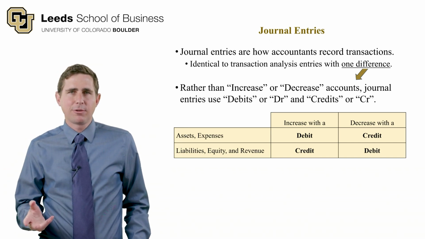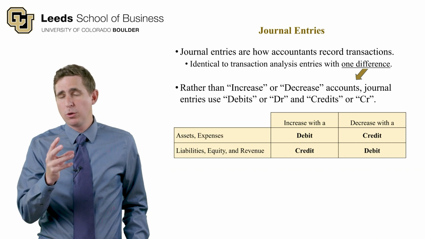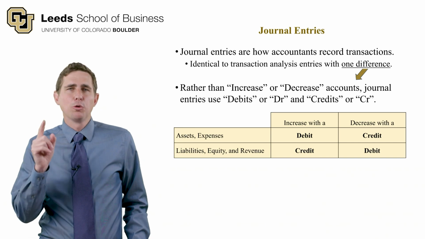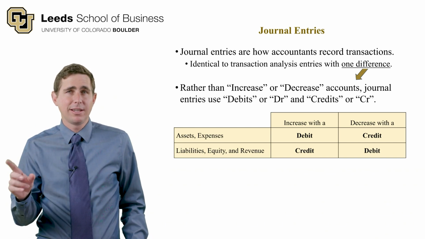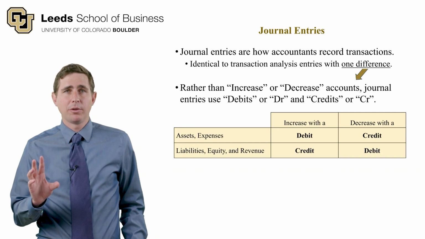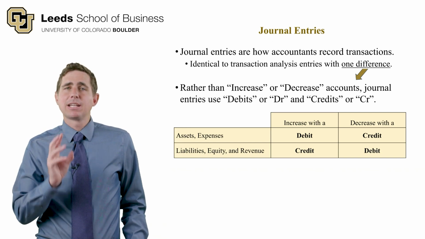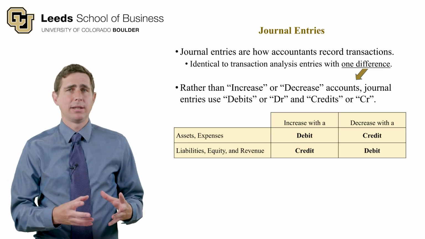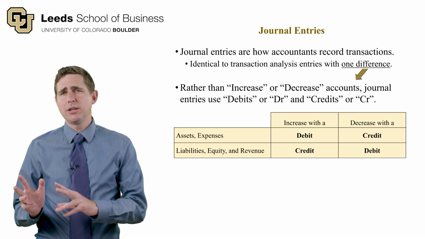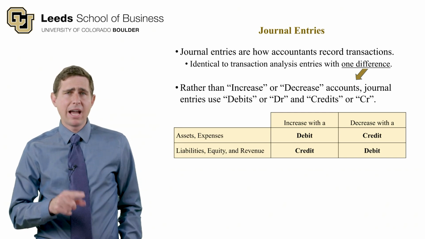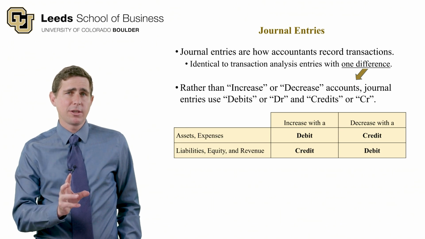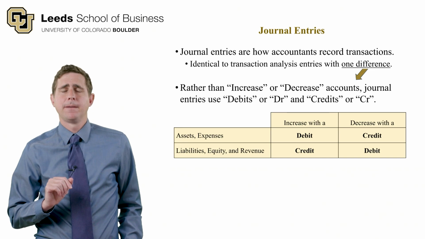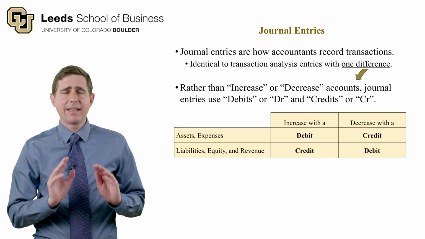So rather than increase and decrease, journal entries use debits, which sometimes we shorten to DR, and credits, which sometimes we shorten to CR. And the rule is simple. To convert increase-decrease into debit-credit, all you need is this yellow table here. For asset accounts and expense accounts, if we want to increase those accounts, we will increase them with a debit. If we want to decrease those accounts, we'll decrease them with a credit. For liabilities, equity, and revenue, if we want to increase those accounts, we'll use a credit. And if we want to decrease those accounts, we use a debit, okay? So it's two opposite ways based on the category of accounts.